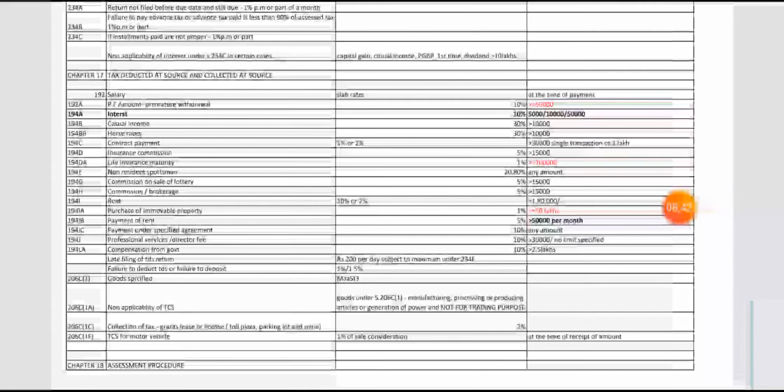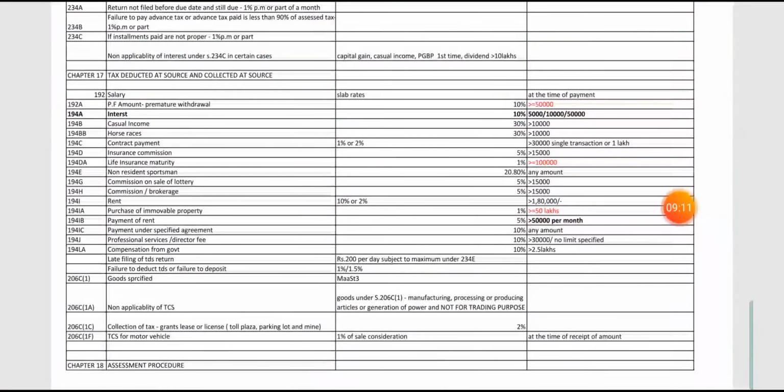Okay, 194E talks about non-resident sportsman. Okay, what is the amount? Amount is 20.8%. Why it is 20.8%? This is including cess. Okay, then the limit is only if payment is 20.8%.